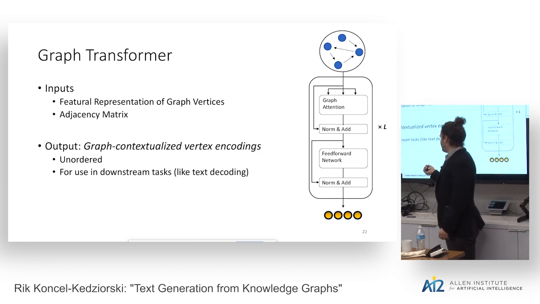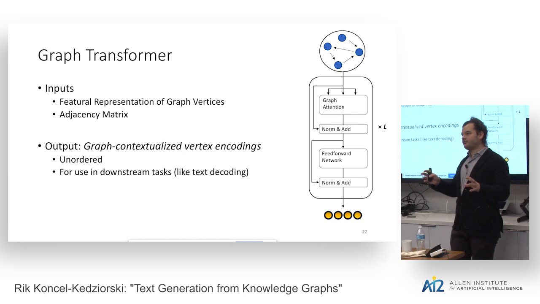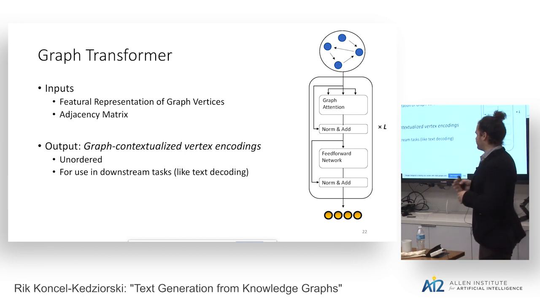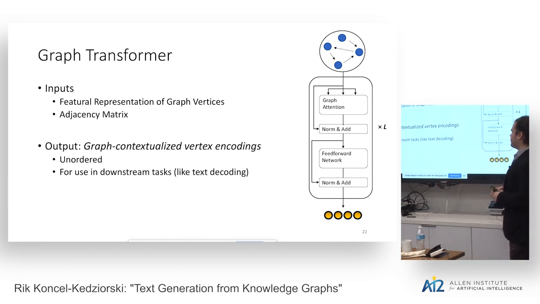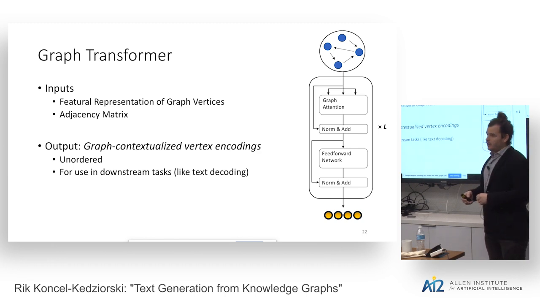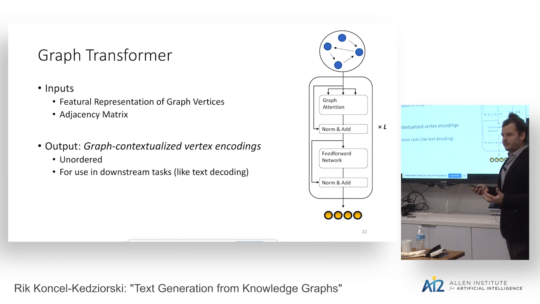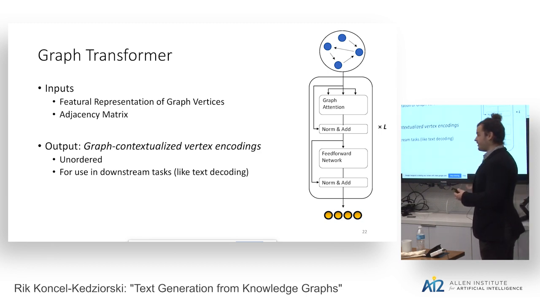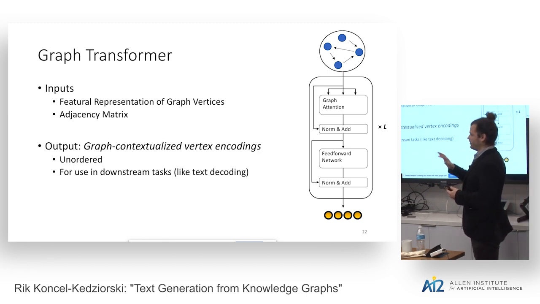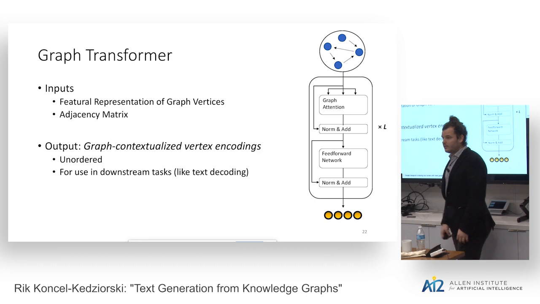The output is a collection of vectors that represent graph-contextualized vertex encodings. This is an unordered collection of vectors that can be used in downstream tasks such as text generation, where you attend over these vectors in order to use them in your decision process. So you have the same number of vertices out as goes in? That's correct. The same number of vertices out as go in.